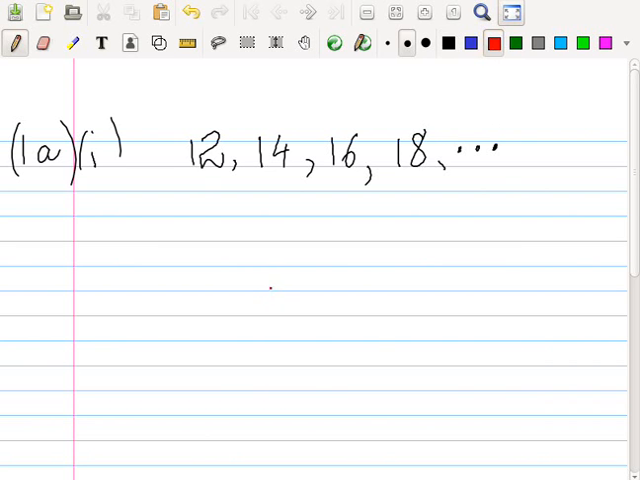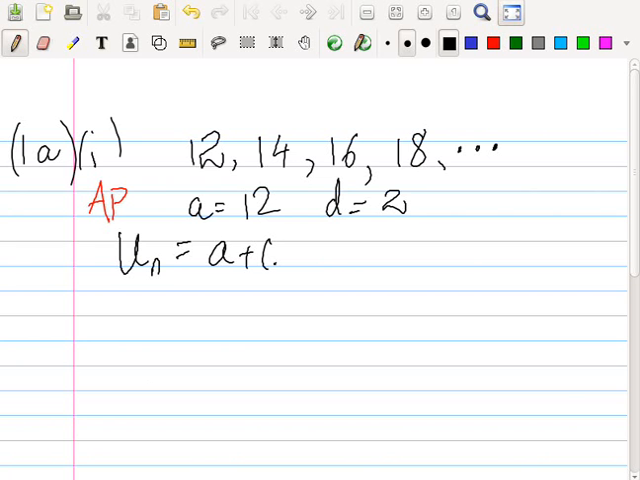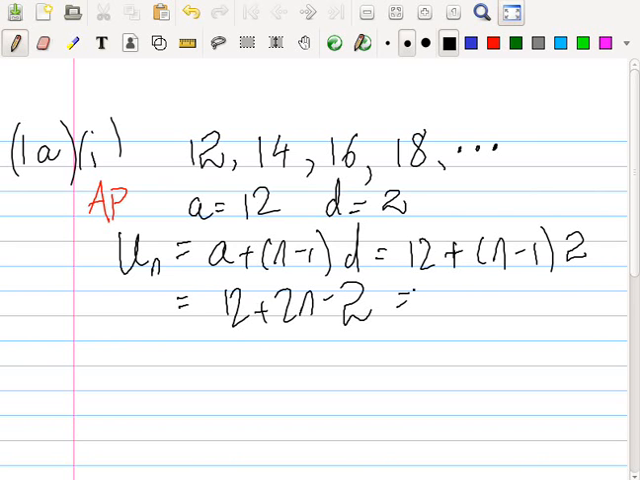Now, what type of sequence is this? AP or GP? AP. And the A is 12 and the D is 2. And we want the nth term. So you remember the formula? Un equals a plus n minus 1 d, which here would be 12 plus n minus 1 times 2, which would be 12 plus 2n minus 2, which would be our answer, 10 plus 2n.